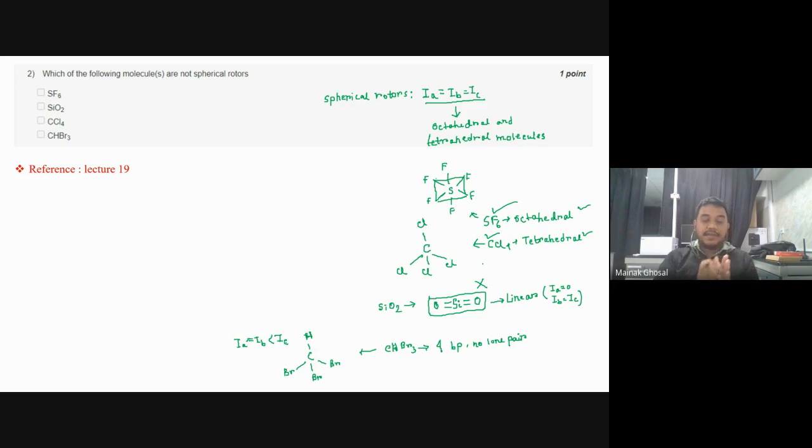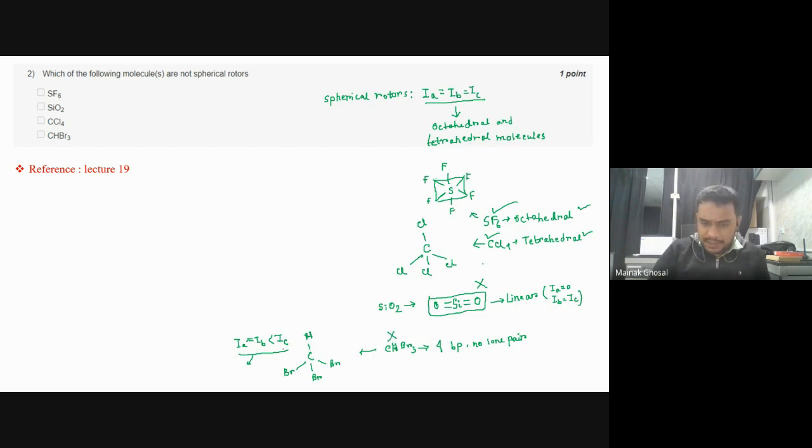What is the difference between CCl4 and CHBr3? There are four chlorine atoms attached to the carbon in the case of CCl4, but when you are dealing with CHBr3, three bromine atoms are there and one hydrogen is there. So the mass is not evenly distributed. Bromine's mass is much higher than hydrogen. If you measure the moment of inertia for this molecule, you can see that IA is equal to IB, which is less than IC. So it will not go under the category of spherical rotor.